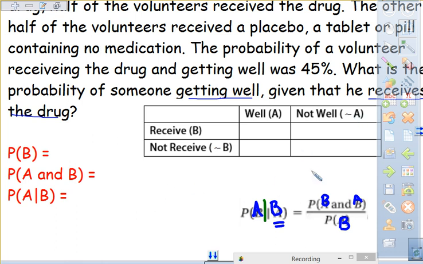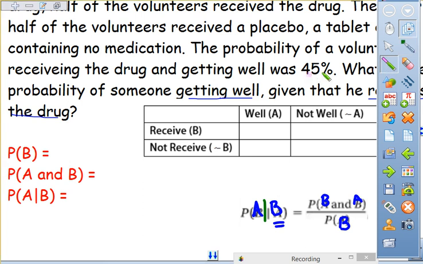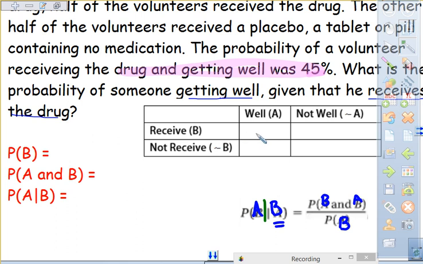So let's fill in our chart. The probability of a volunteer receiving the drug and getting well is 45%. So we have to figure out where that happens. That looks like it's an intersection. So they received the drug and they got well. So this is where the 45% comes in. So B and A is 45%.